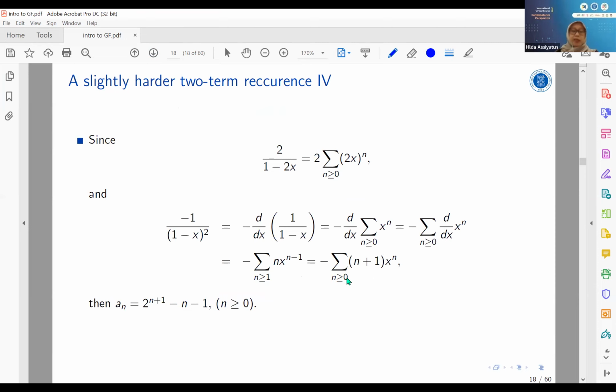So from here we have that the coefficient of x to the n is 2 to the n plus 1, minus n minus 1, and this is valid for n greater or equal to 0.